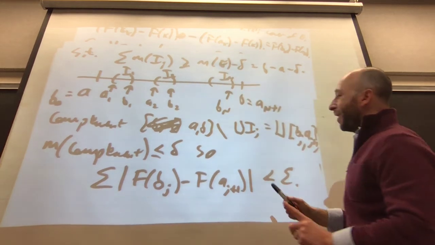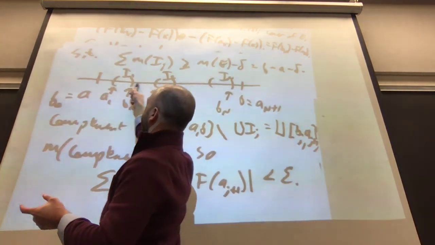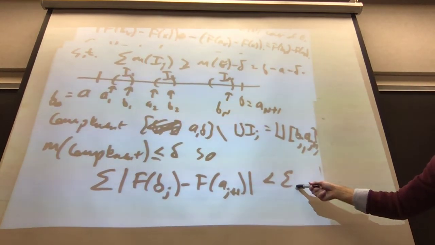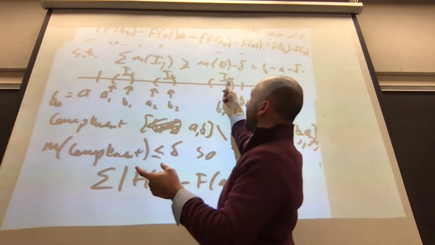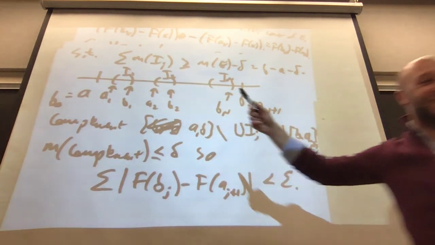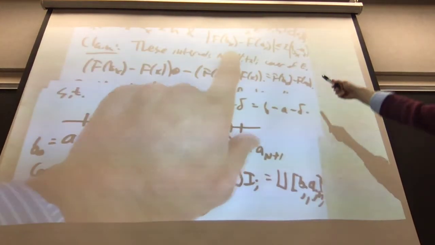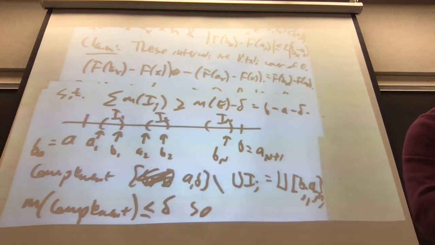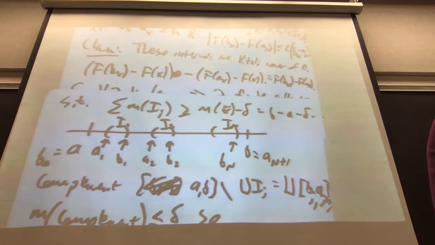Well, we're going to do two different things. We're going to do something on the complement, because the complement is small. We're going to use the absolute continuity of f on the complement. Yes. On the intervals themselves, they were constructed to work out nicely. Right. Okay? So let's look at f of b minus f of a.